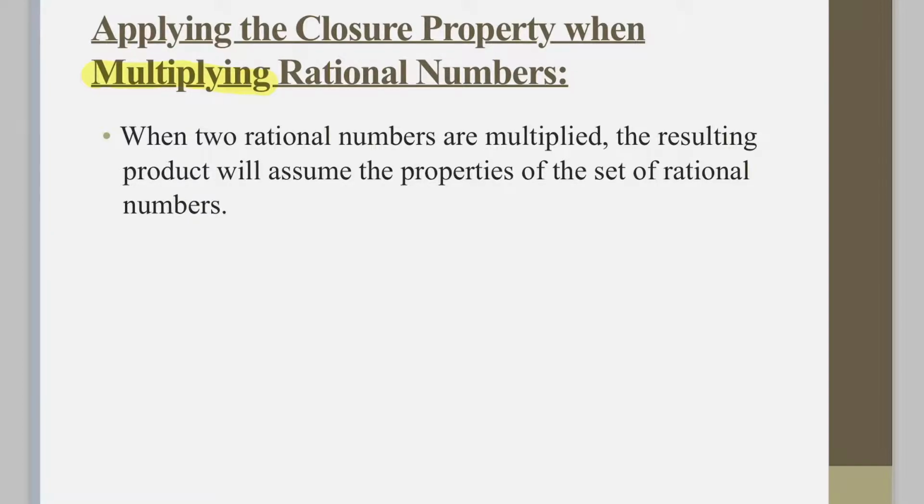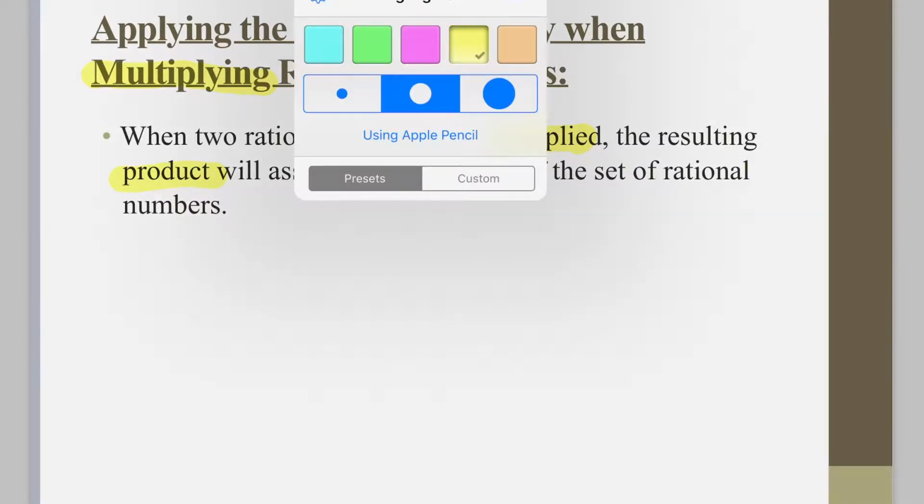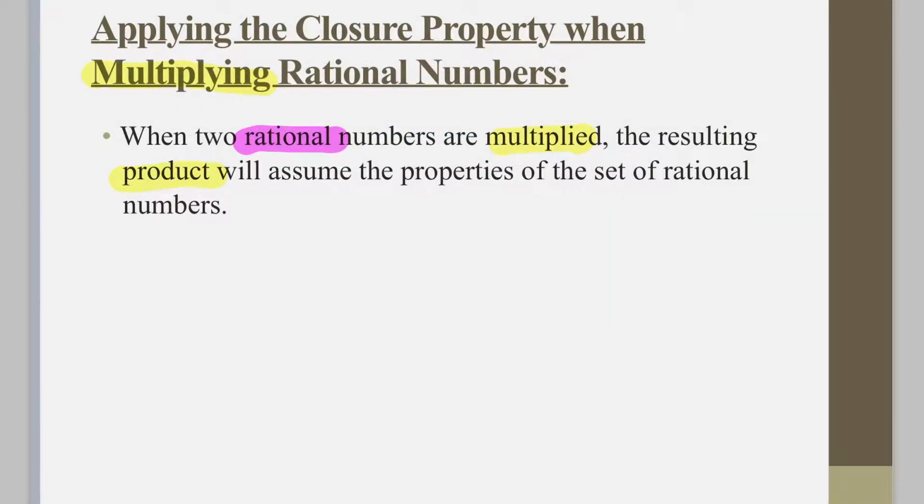So when two rational numbers are multiplied, the resulting product, I mentioned that we would see the word product again. Product is another way of referencing the operation of multiplication. So just as sum references addition, product references multiplication. So when we multiply two rational numbers, the result will also assume the properties of rational numbers.